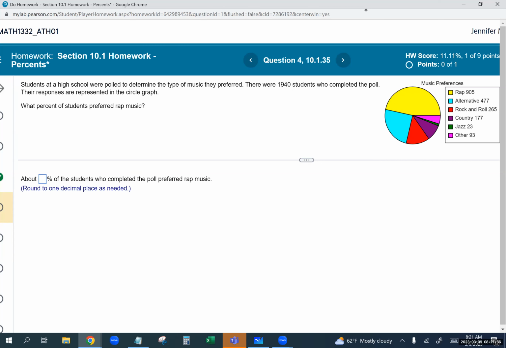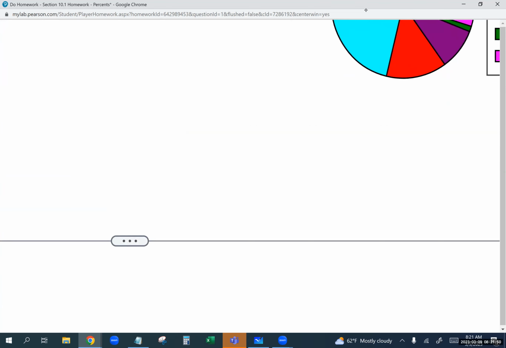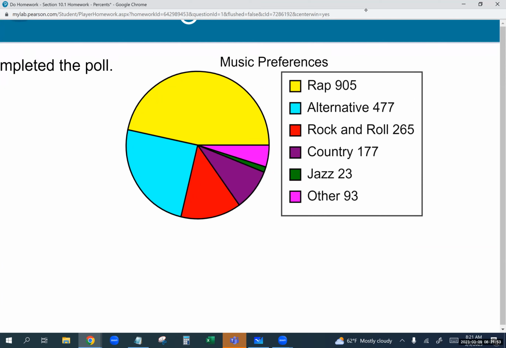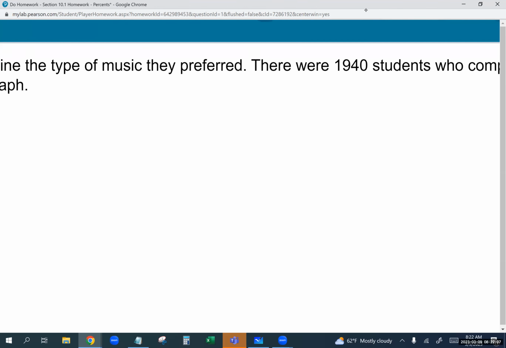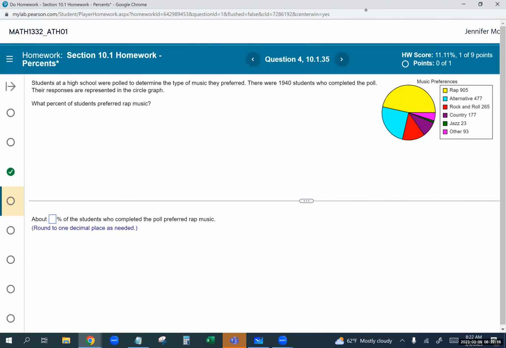Okay, when it asked how many, like what the total was, that's when we took the total amount of employees and multiplied it by the percent, right? To figure out what 24% of that total was. When it asks what percent, not the total, what it's going to do in this circle graph is give you all of the different amounts of votes that these students gave. It looks as if 905 prefer rap. So it's 905 out of the total, which was 1940, thank you. So divide it by 1940 and you end up getting, okay, so this one right here, I'm going to show y'all.